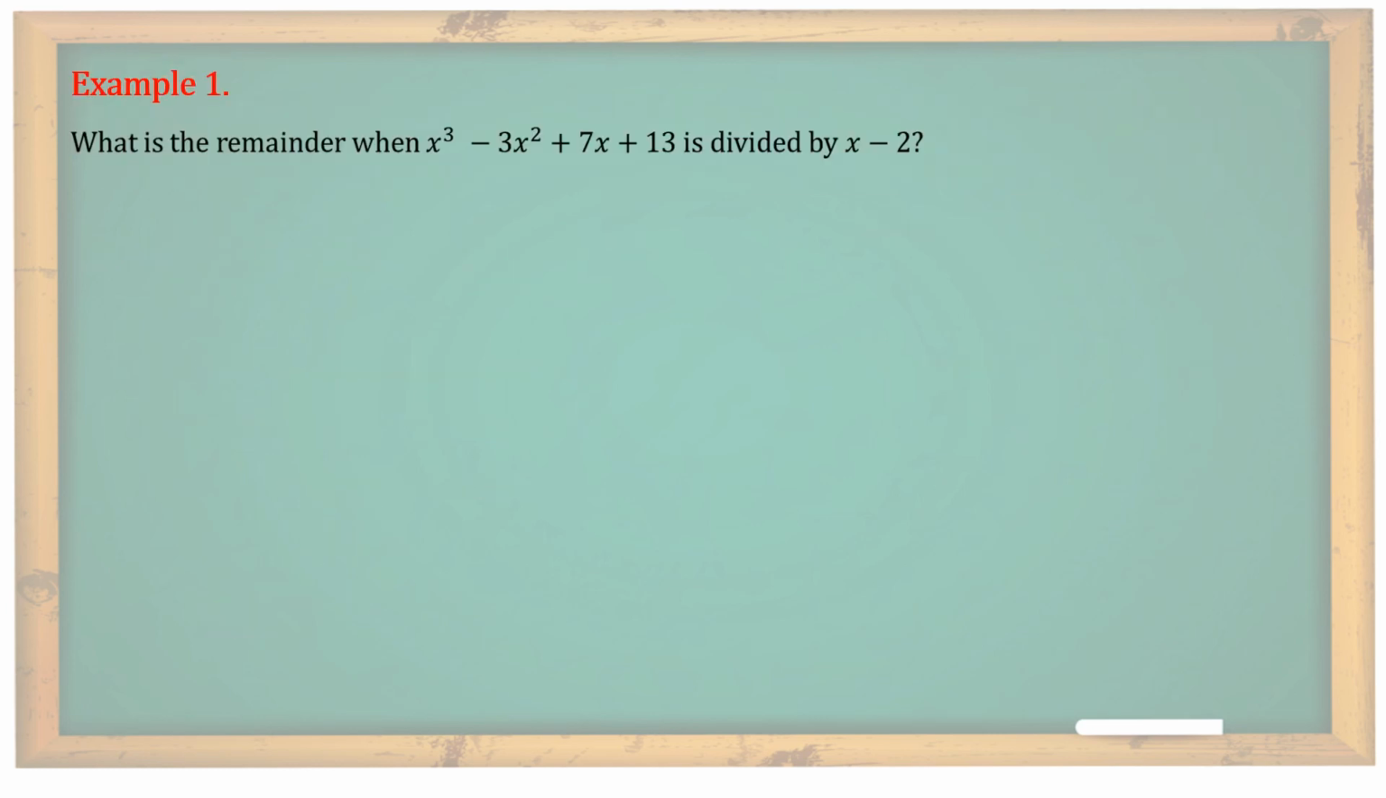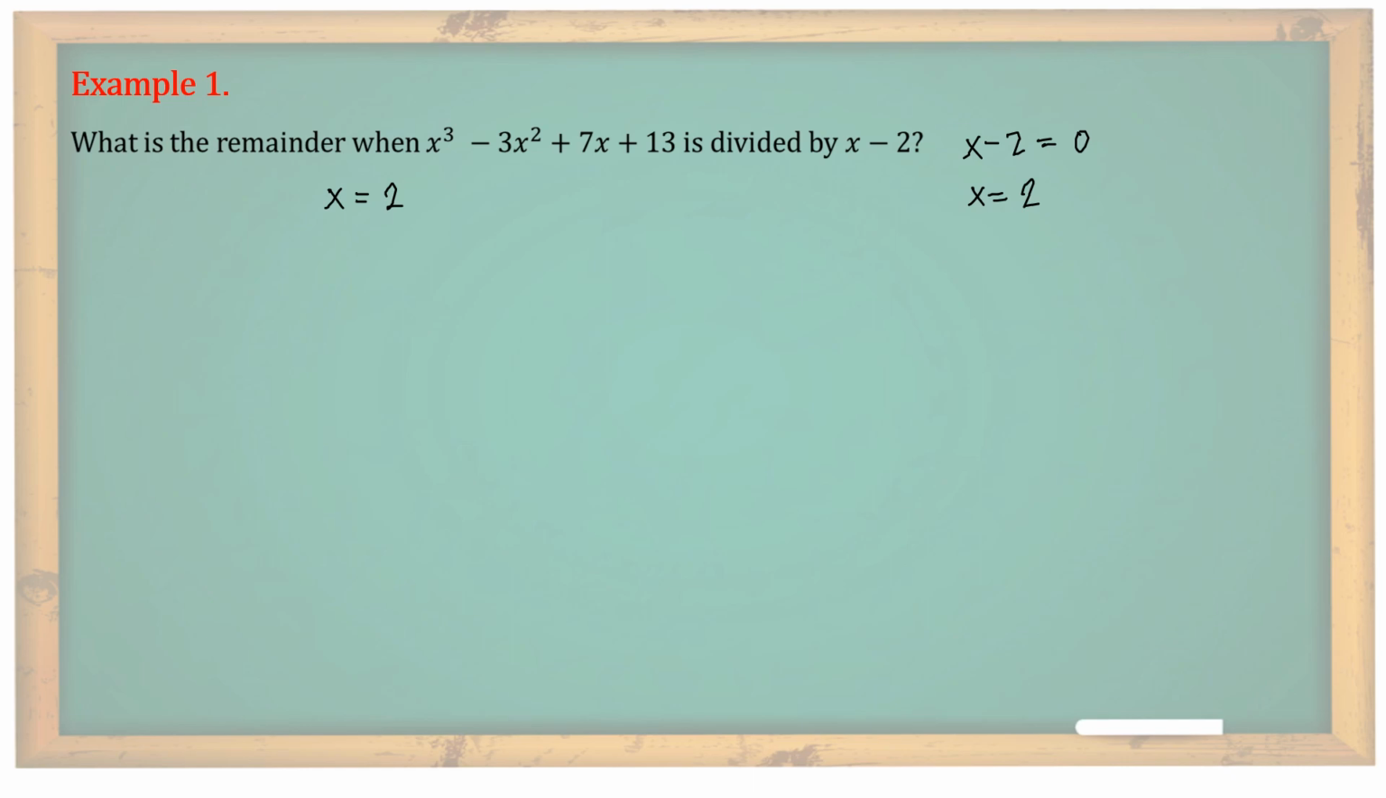Okay, example number 1. What is the remainder when x cubed minus 3x squared plus 7x plus 13 is divided by x minus 2? So kunin mo lang yung value ni x muna. Ito yung x natin. X is equal to 2, di ba? Kasi x minus 2 yan eh. So x minus 2 equals to 0, ilipat mo lang siya dito or you apply the addition property of equality by simply adding positive 2 on both sides. So that will become x equals 2.